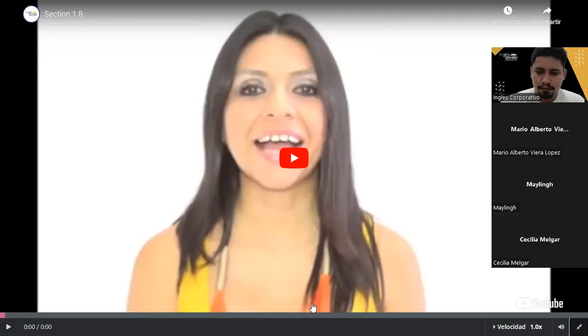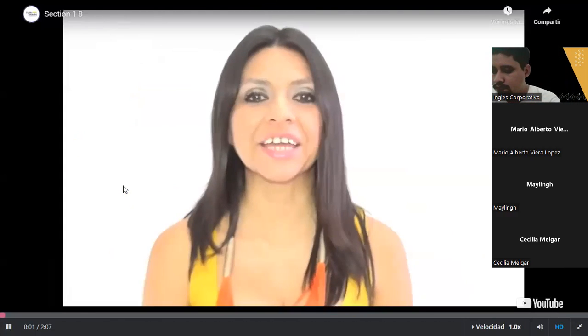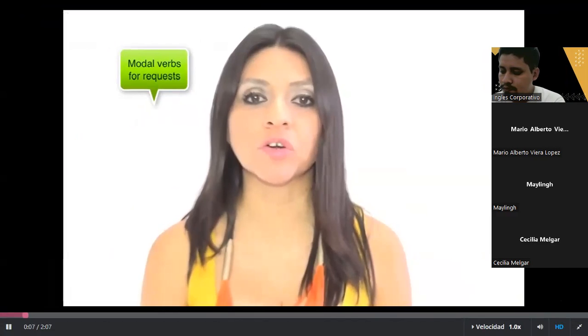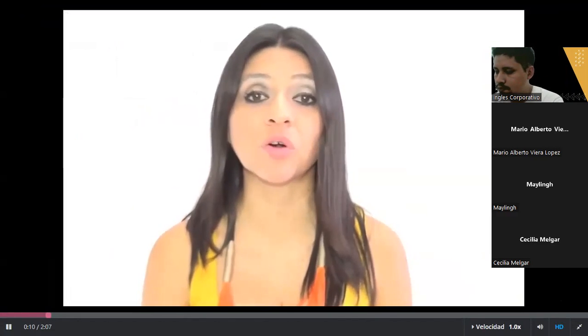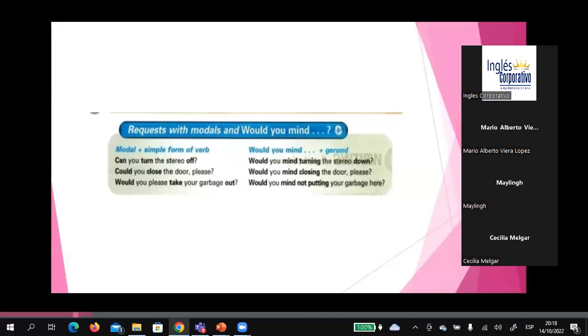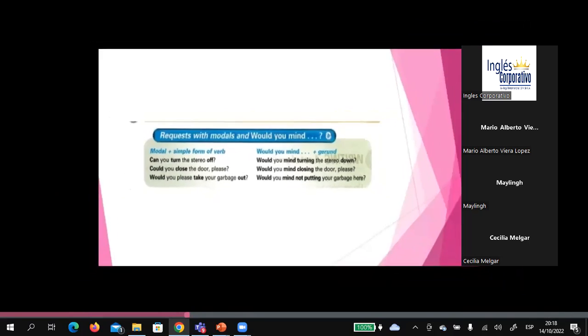We're about to make requests using modal verbs. Notice when to use the simple form of a verb and when to use a gerund. Stay around for more explanation. Requests with modals and would you mind? Modal plus simple form of verb. Can you turn the stereo off? Could you close the door, please? Would you please take your garbage out? Would you mind plus gerund. Would you mind turning the stereo down? Would you mind closing the door, please? Would you mind not putting your garbage here?